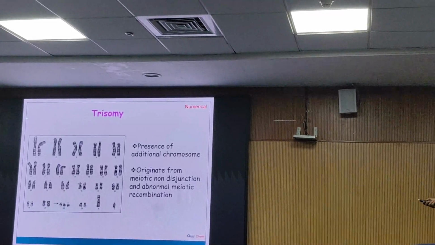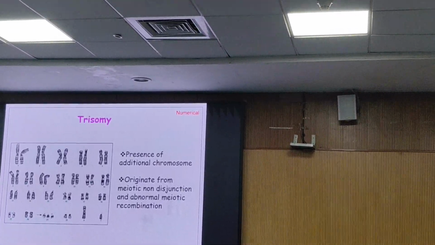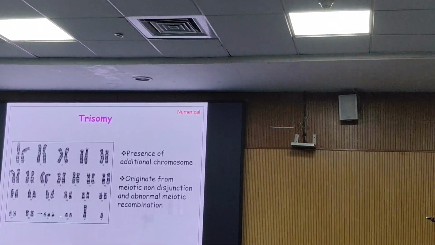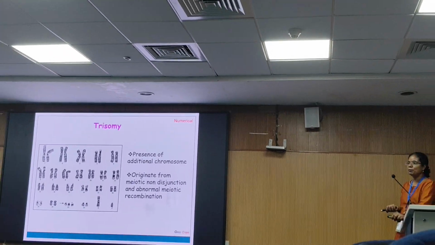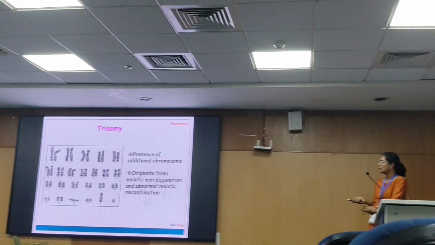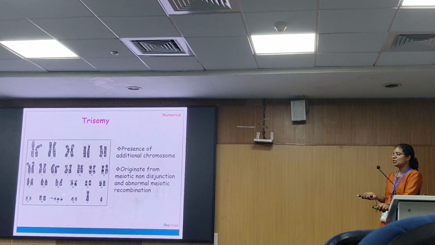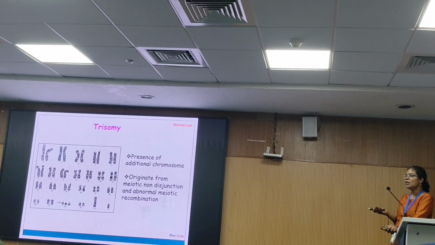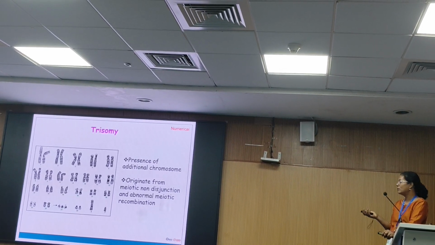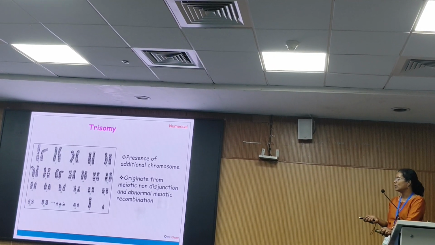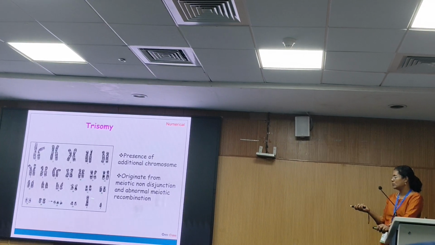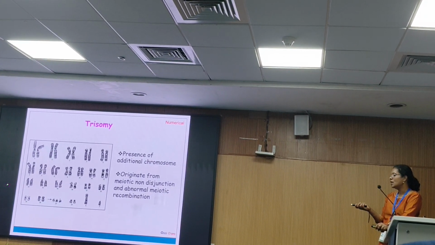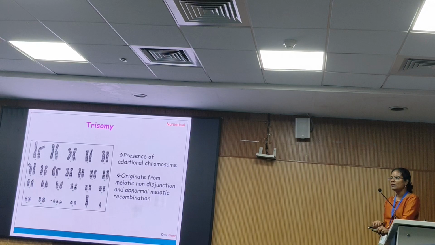So the first one is trisomy. Somy is an increase in chromosome number. Trisomy is an aneuploidy, and all aneuploidies you can identify. This is a trisomy 21, where an additional chromosome 21 is present, and these originate because of a meiotic non-disjunction and abnormal meiotic recombination. So you can see trisomy 21, you can see trisomy 13 as well as trisomy 18 also.